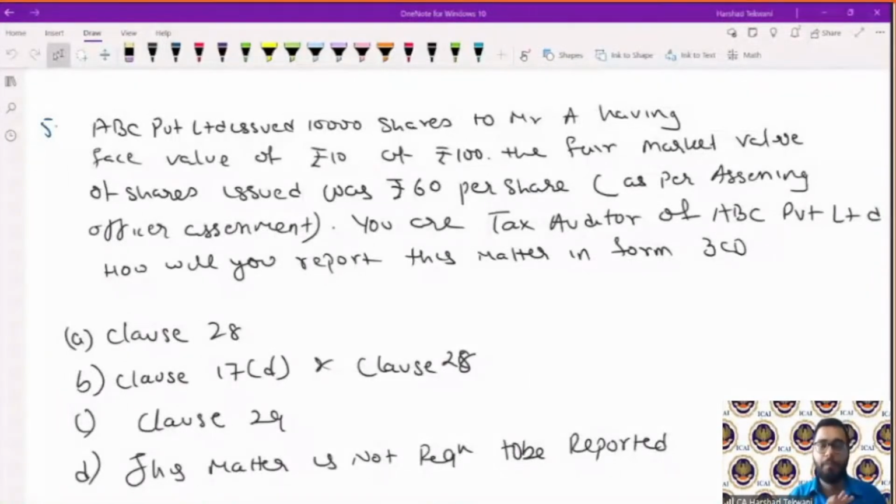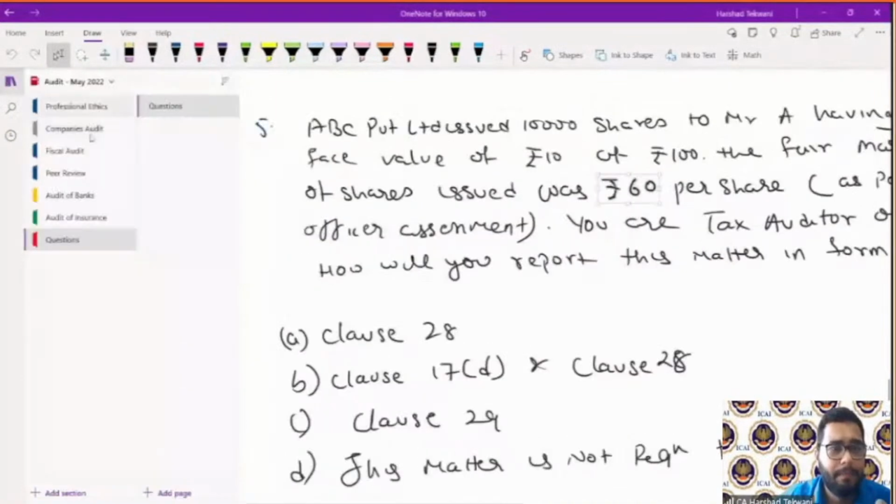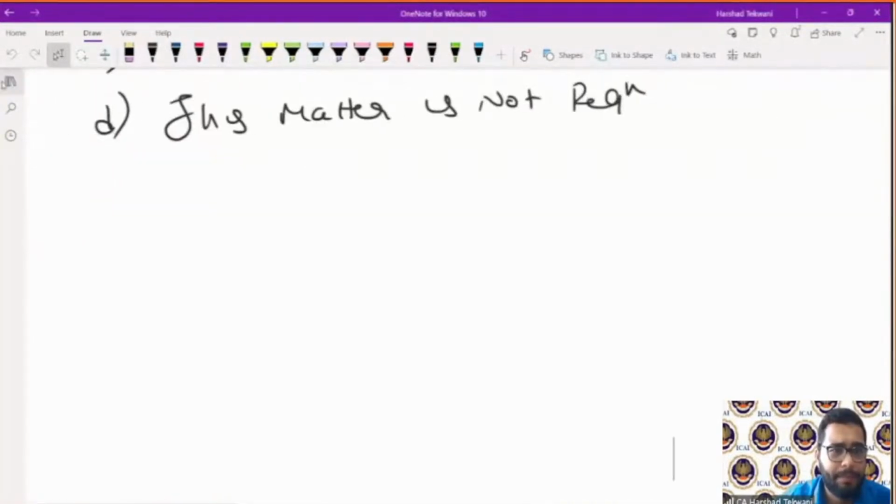Okay, so section 56(2)(vii)(b). What does section 56(2)(vii)(b) say? It says that where a company in which the public is not substantially interested receives any amount from an issue of shares over and above the fair value, then that will be counted as income. But there is a relevant clause of reporting in Form 3CD, that is clause 29.